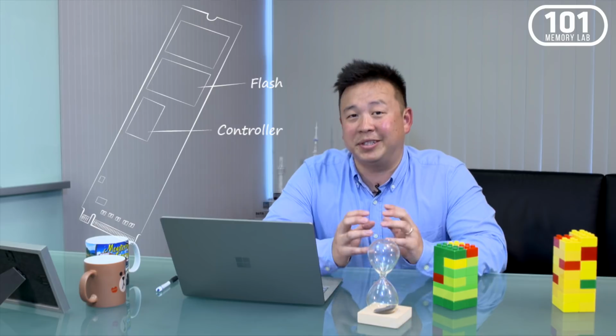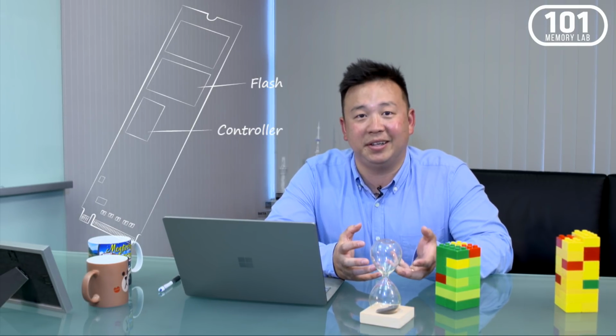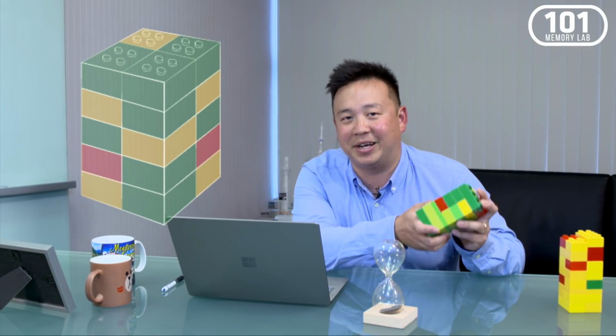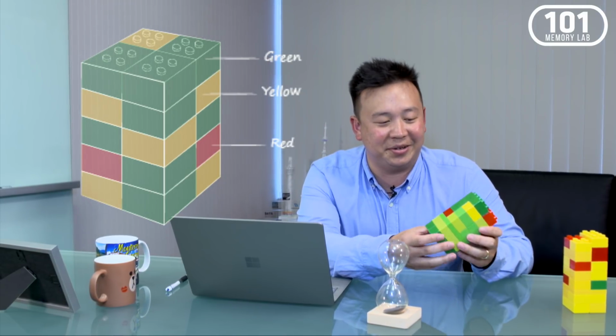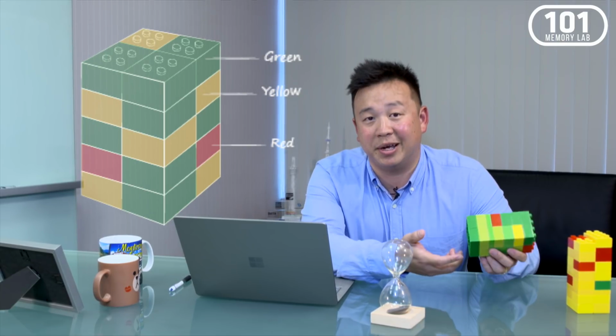Now, inside these SSDs are actually two of the most fundamental components. One is the NAND flash controller, and the other is the NAND flash IC that I was alluding to earlier. So let's take a look at this Lego block as an example of your NAND flash IC. In this example, you can see that there's various colors here. Green going to yellow, going to red.